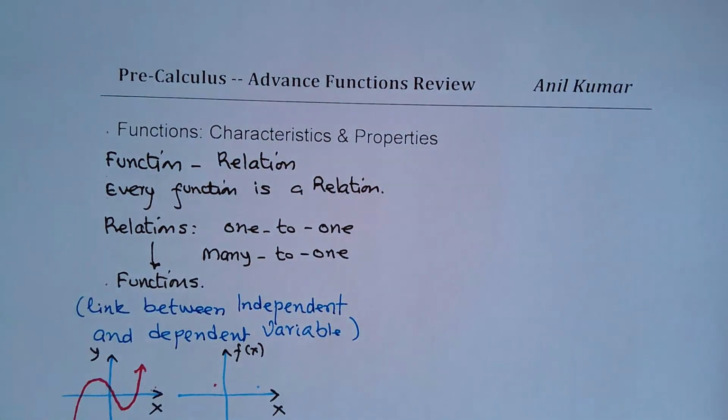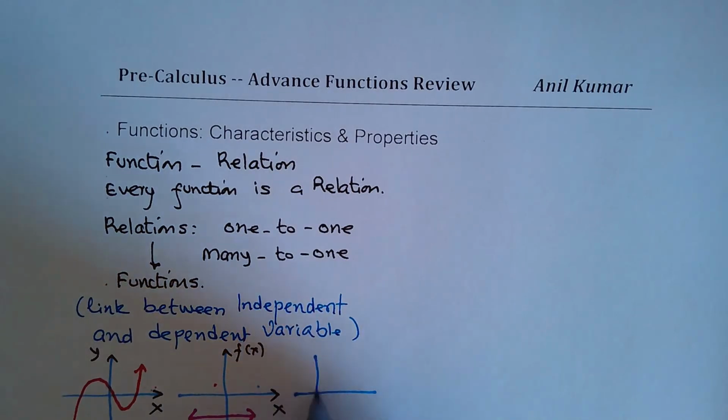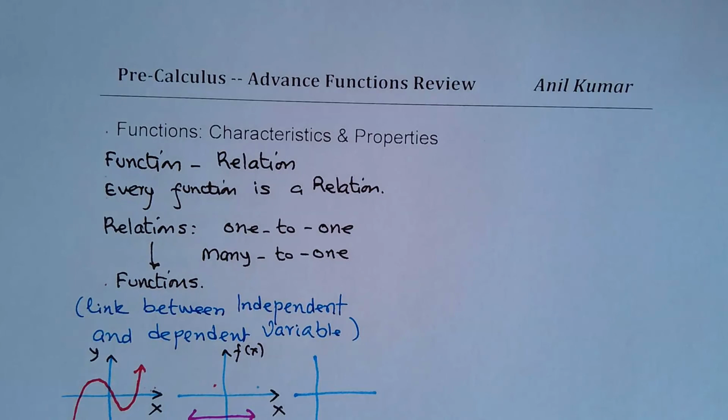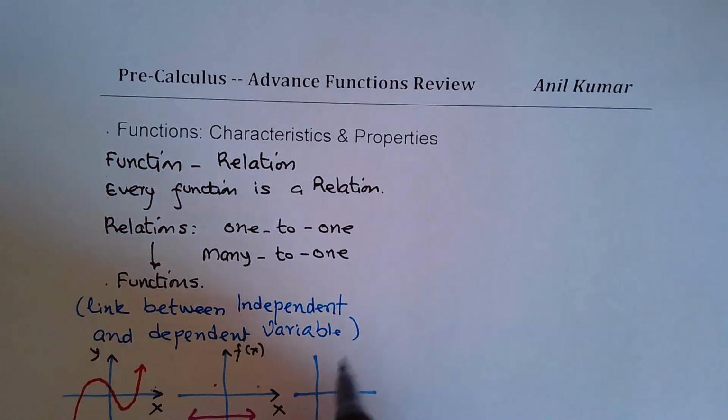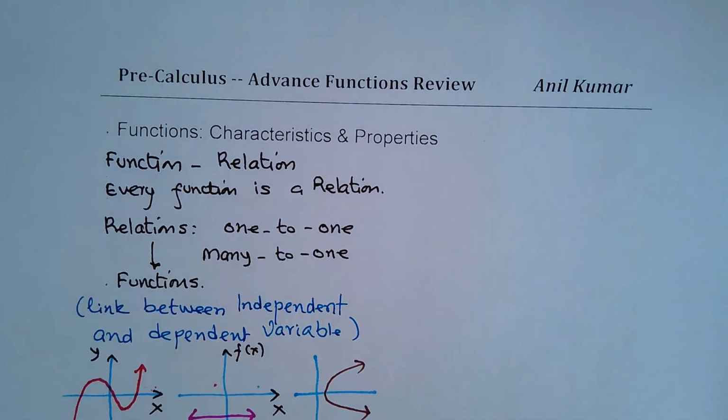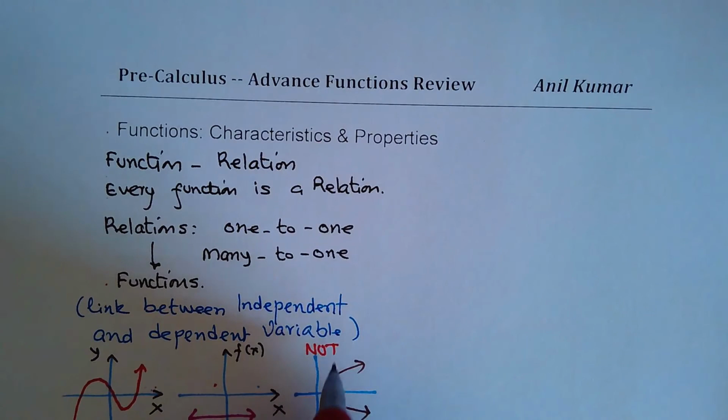When we say many to one, we mean it could be a horizontal line. All x values in this case are linked with just one value of y. Perfect. Now something which is not a function, let's talk about that also. Something which is not a function, right? So which is something like this. So this is not a function.